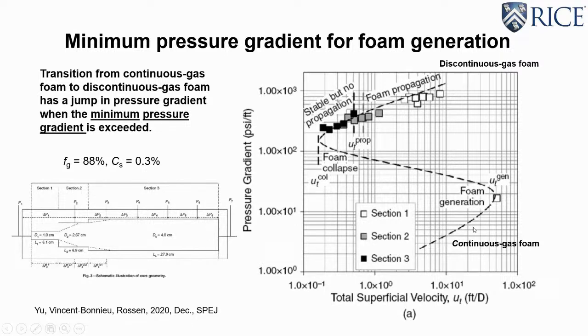But then if you were to now start increasing the flow rate, whenever the pressure gradient gets above this critical pressure gradient for foam generation, then it'll jump back up to the strong foam region. And so this is what we refer to as the minimum pressure gradient for foam generation. And this is typical of what happens in homogeneous systems in the absence of capillary snap-off.